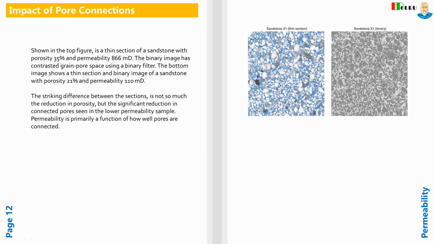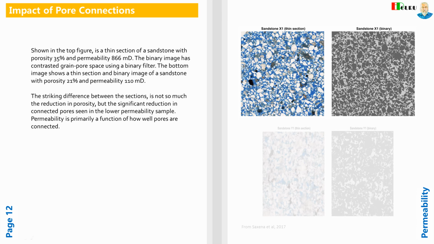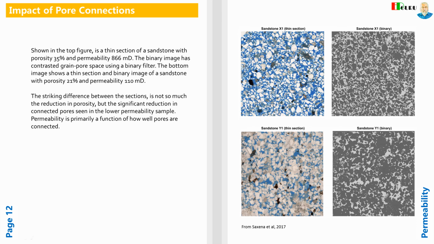Shown in the top figure is a thin section of sandstone with porosity 35% and permeability 866 millidarcy. The binary image has contrasted grain and pore space using a binary filter. The bottom image shows a thin section and binary image of a sandstone with porosity 21% and permeability 110 millidarcy.